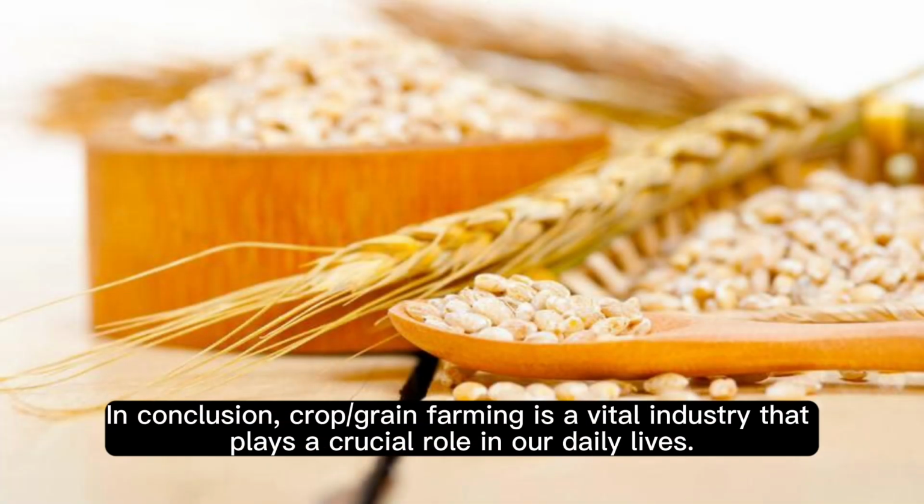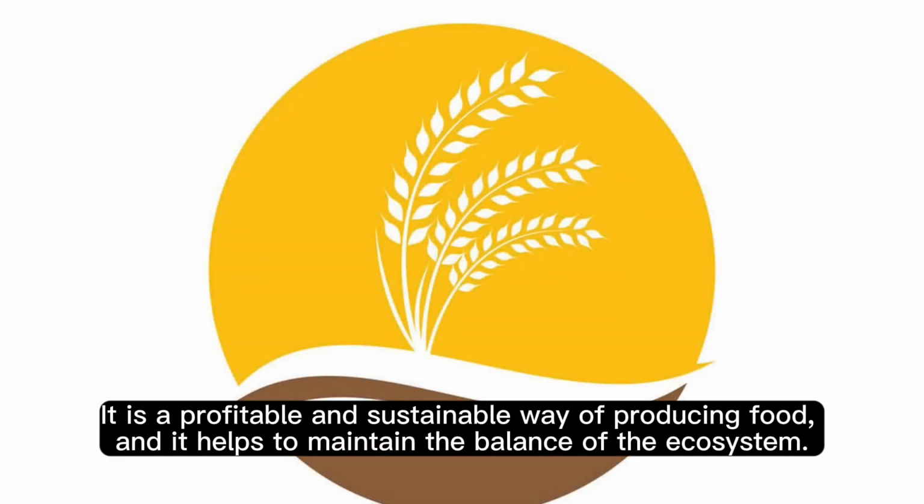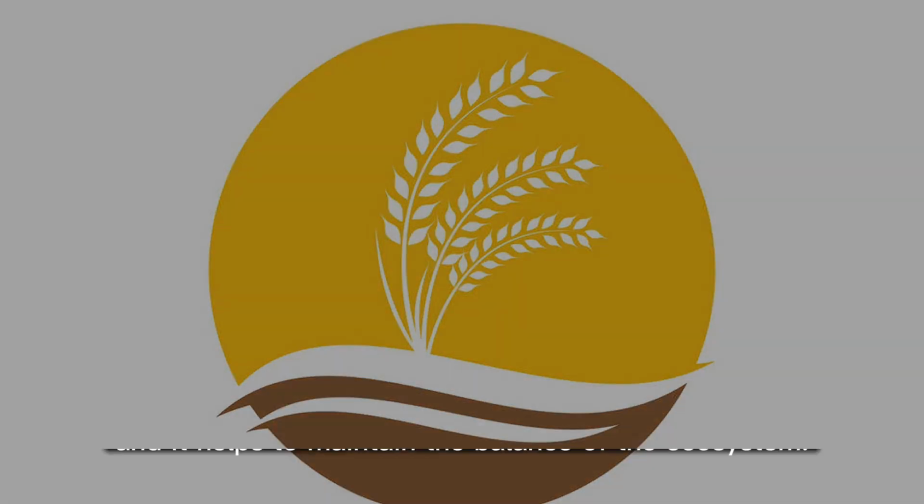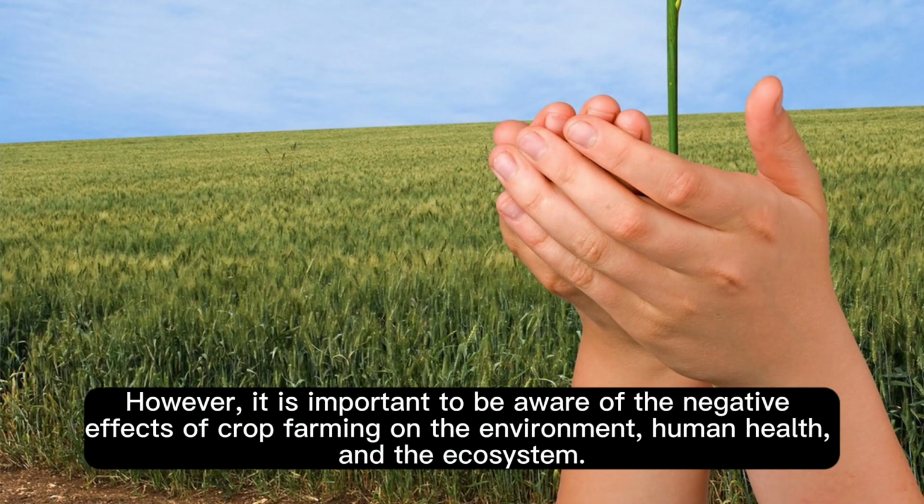In conclusion, crop or grain farming is a vital industry that plays a crucial role in our daily lives. It is a profitable and sustainable way of producing food, and it helps to maintain the balance of the ecosystem. However, it is important to be aware of the negative effects of crop farming on the environment, human health, and the ecosystem.